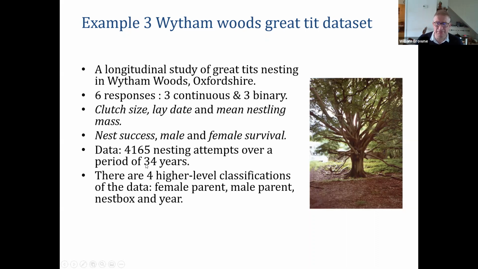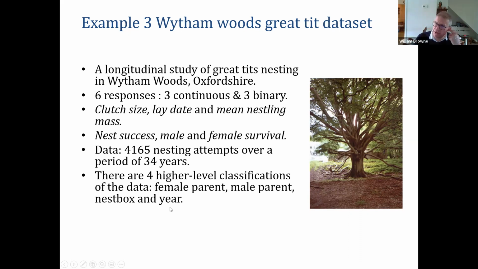As I say, this is a very time-intensive study. We've got 34 years of data, and over that period, we've just got over 4,000 nesting attempts. So we've got 4 ways of classifying the data. For every nest attempt, we know the female bird involved, the male bird involved, the nest box, because these are scattered all through the woods, and the year of the nesting attempt.